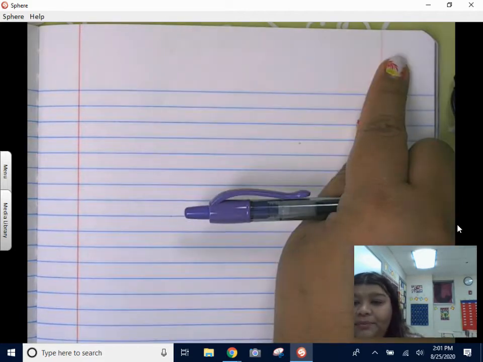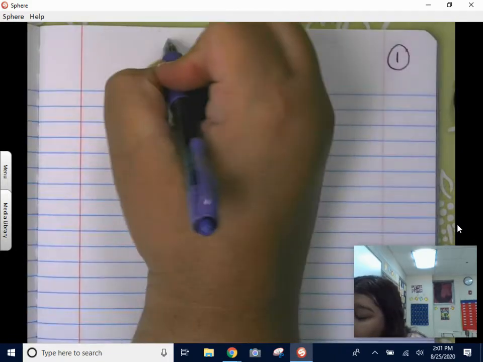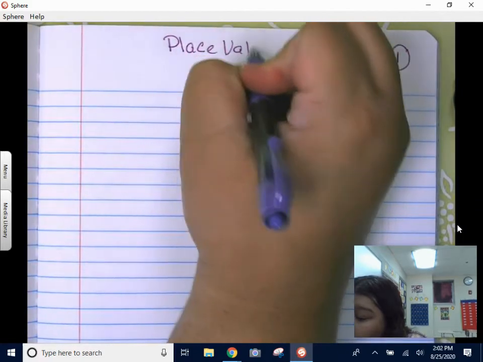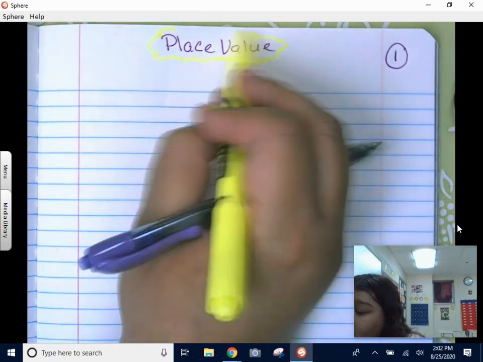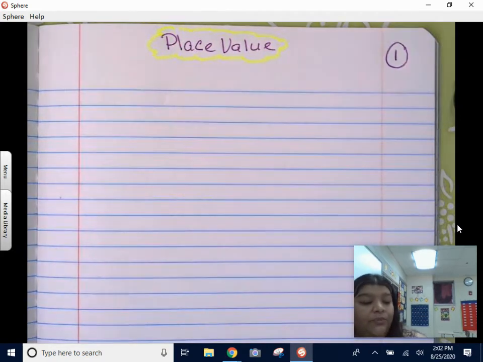On the top right corner, this is page 1. So I just put the number and put it in a circle. This is page 1. Our objective today is place value. So you're going to learn the importance of place value. That way it gets us ready for tomorrow, which is going to be rounding. Place value is our title. So just make sure you put it there on the very top. And I'm going to show you some place value.